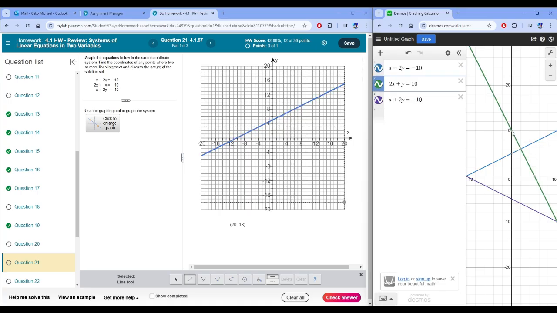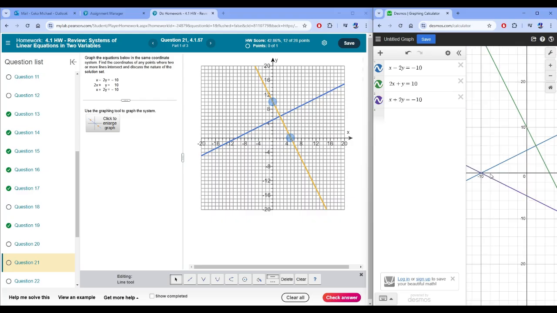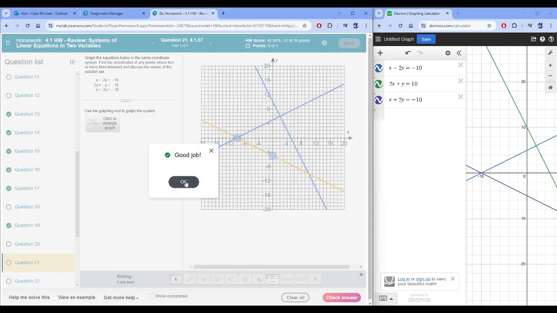Let's go to (0, 10) and (5, 0). So let's go (0, 10) and (5, 0). And my last one is going to be from (0, -5) to (-10, 0). Okay, (0, -5). Where's my line? (0, -5) to (-10, 0). There you go. Spend some time on it, and we're totally fine.